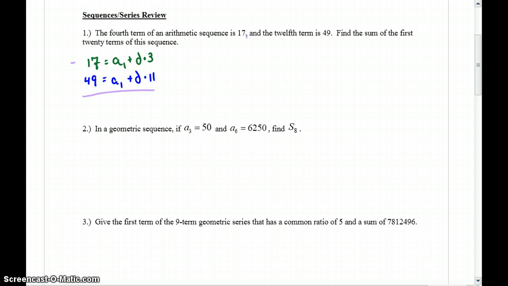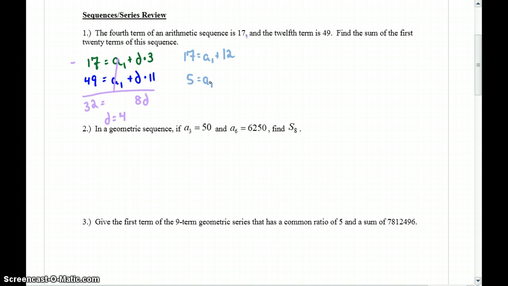49 minus 17 gets me 32. A1 minus A1 cancels out. 11D minus 3D gets me 8D. If I divide both sides by 8, I get D equals 4. Now, with D being 4, I can just plug it back in. Say to the first one, 17 equals the first term, plus the common difference times 3, is 4 times 3 is 12. Subtract 12 from both sides, I get 5 equals A1.